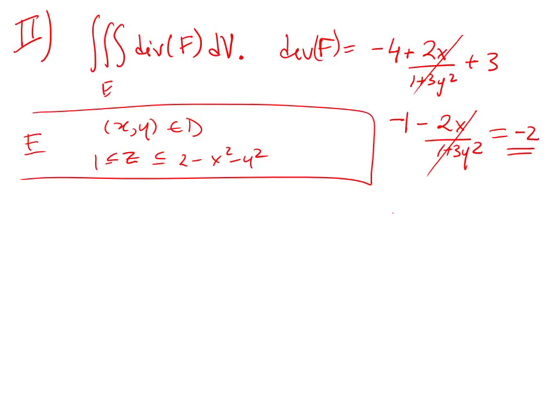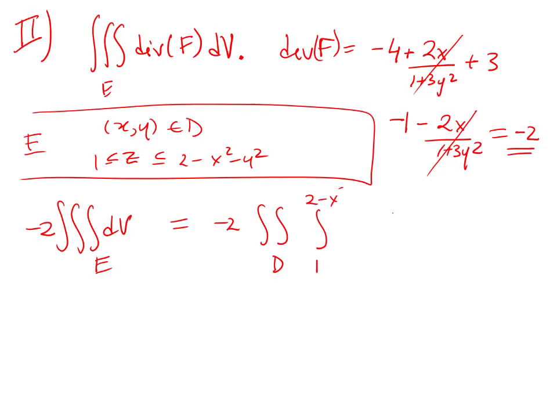So now this integral is just minus 2 times the triple integral dV over D. So that's just a volume. And I can write that as an iterated integral. It's minus 2 times the double integral over D, with z going from 1 to 2 minus x squared minus y squared dz dA.